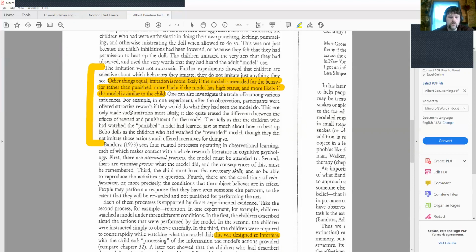And then it goes on to say that participants were offered attractive rewards if they would do what they had seen the model do, and this made imitation more likely even if the model was punished. So in other words, if a kid watched some violent things, and even if someone was punished for doing that, if you then say, okay, we're going to reward you for doing this thing you just watched someone get punished for, the kid's inhibition is gone. They're going to be imitating that violent behavior.